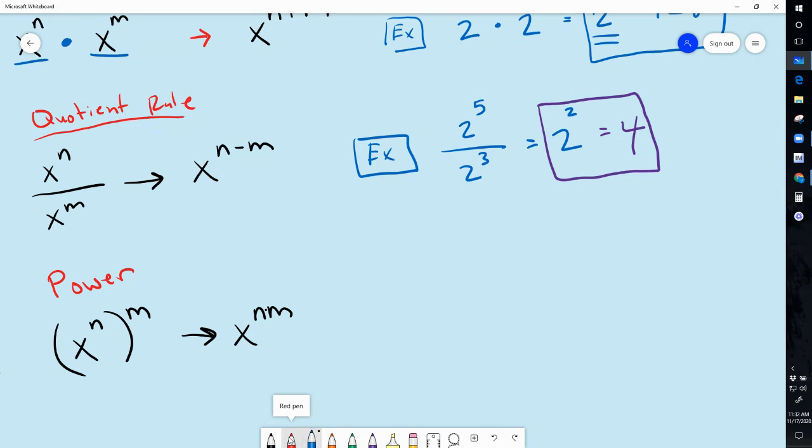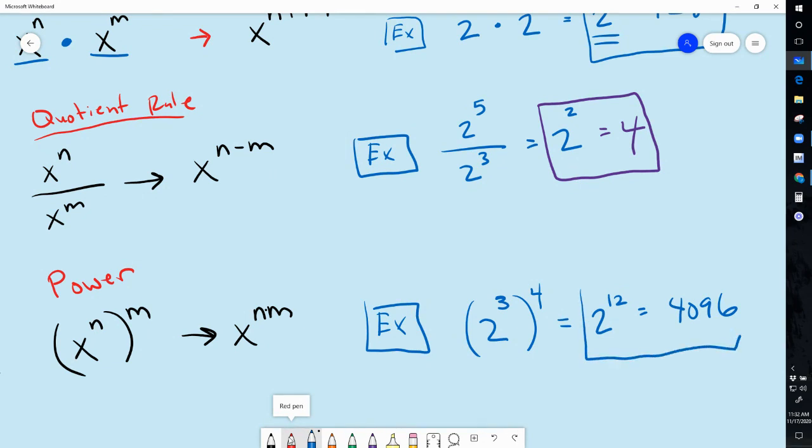Okay, so here's your example. Let's say I said 2 to the third power, all to the fourth power. This turns into 2 to the 3 times 4, which equals 2 to the 12th power. And then you can solve this, which ends up giving you 4,096. So if you did this one, this is it simplified, and then the final answer. All right, so there's the first three rules.